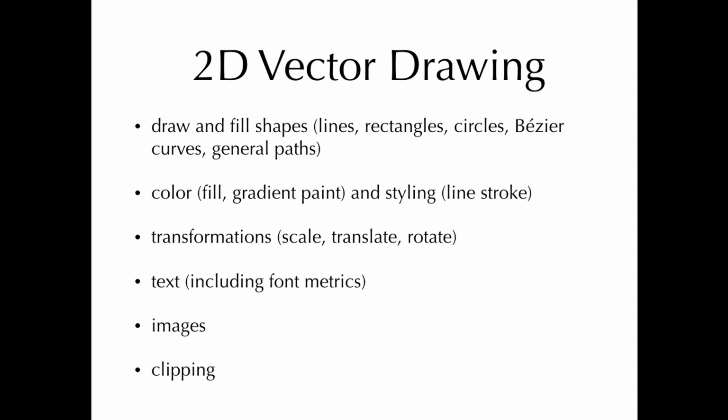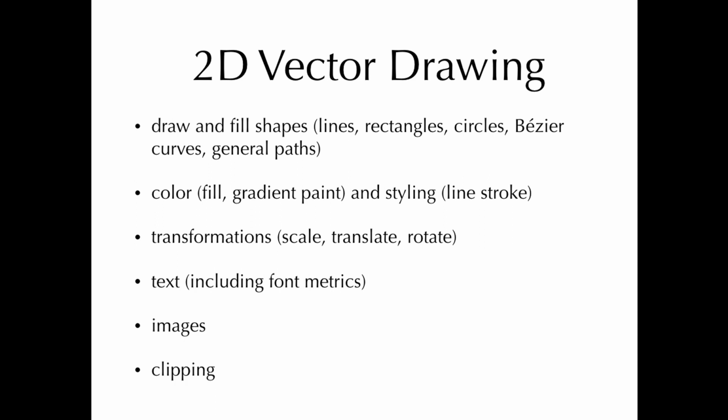It does 2D vector drawing. There's all kinds of 2D vector drawing APIs in the world. They all do the same thing in the end. They draw and fill shapes, such as lines, rectangles, circles, Bezier curves, which I think Bezier was a French mathematician, or I'm not sure. But this is a way of defining a curve in terms of control points. And I think in the demos this morning you saw some people modifying control points and you saw curves changing. Those are Bezier curves generally.